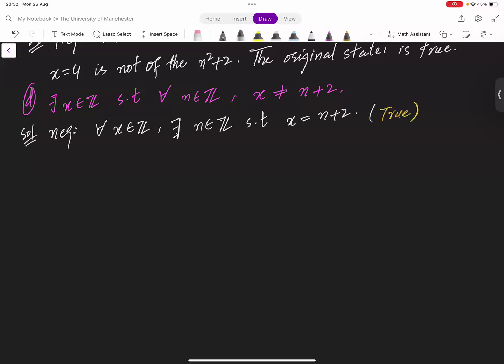How? Take n equal to x minus 2. You just have to take n equal to x minus 2. You will get that.